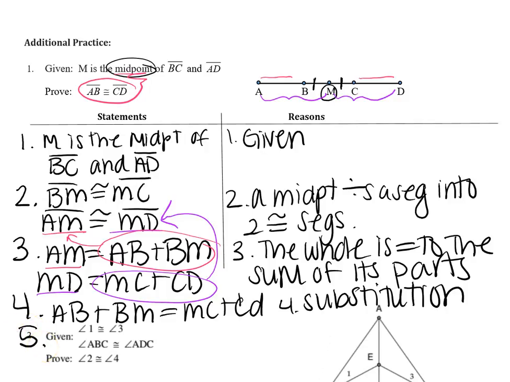Okay, now let me grab another color. What did I previously say about BM and MC? Well, at line 2, I said that they were congruent. So if I take away congruent parts from both sides, that leaves me with AB being congruent to CD. Oops. Should be an uppercase letter. Make sure we're always using uppercase. There we go. Okay, so AB is congruent to CD, and that's because of subtraction.